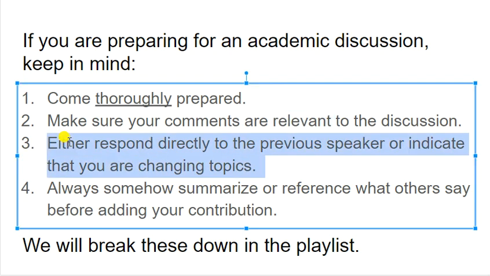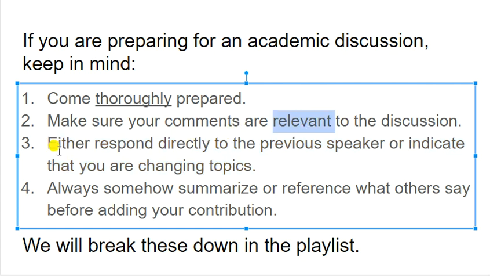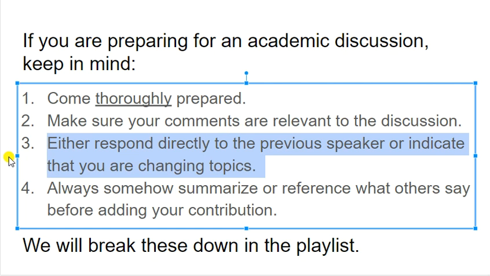Number 3, you need to, during the discussion, either respond directly to the previous speaker or indicate that you are changing topics. Okay? That is part of it being relevant in a way, but this is a specific way of speaking that we're going to practice in the playlist.